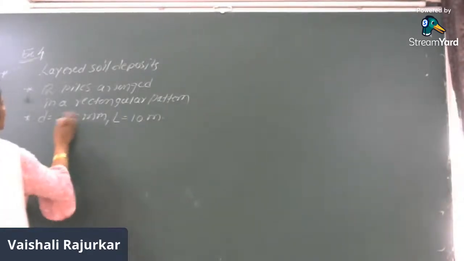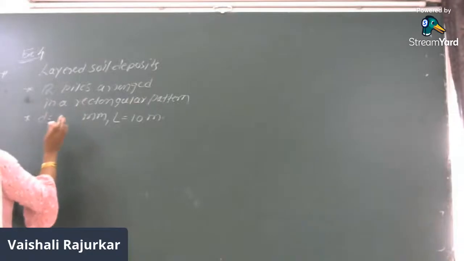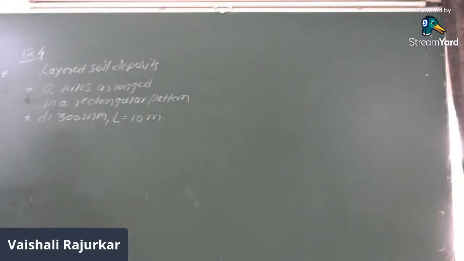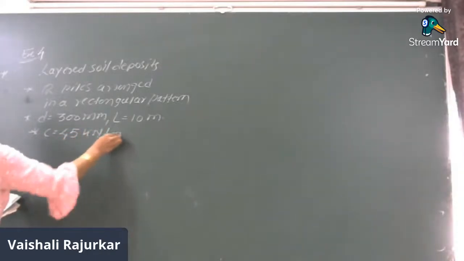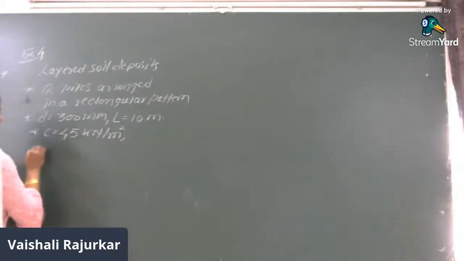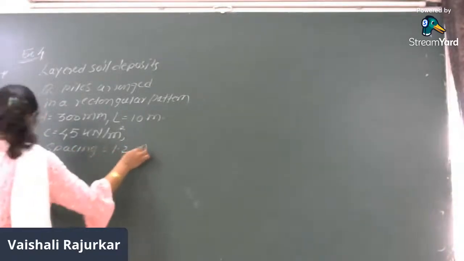This is another numerical. These are given in a rectangular pattern. 12 piles arranged in a rectangular pattern. I just wanted to show you what is the effect of the pattern on it. Then C is given as 40 kilonewton per meter square, and spacing is taken as 1.2 meters.